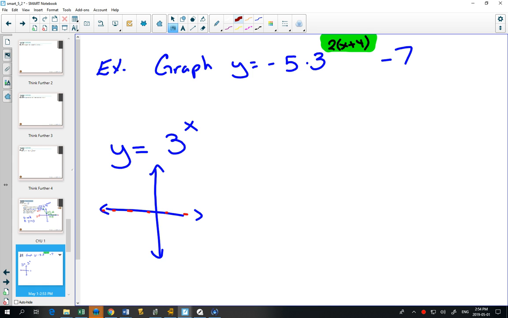We've learned that exponential graphs always have an asymptote at y equals 0, and their key points are (0, 1). And since it's a 3 to the x, I would have (1, 3). And this one swoops up, increases, and looks like that.